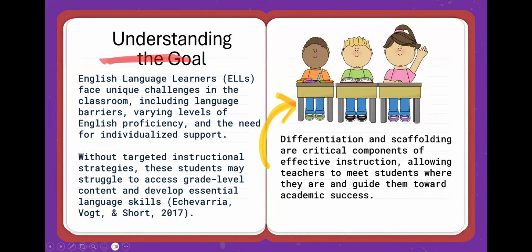Understanding the goal. English language learner, oh man, hold on. Okay, there you go, much better.